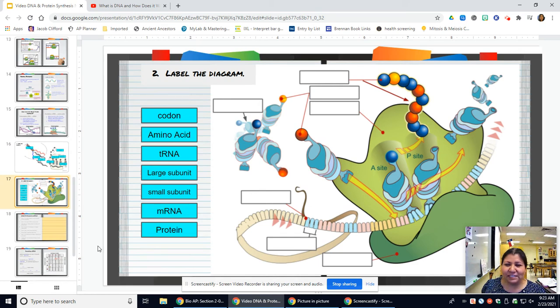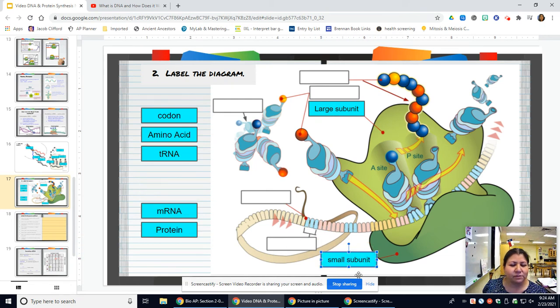All right, so here's another diagram. This one's a little bit more detailed, and this one is just showing translation. So let's look at this. I know this green thing is my ribosome, and my ribosome can be divided into 2 pieces. It's pretty obvious: I have my large subunit and my small subunit. Y'all don't have to know that. You just need to know the green thing is the ribosome.